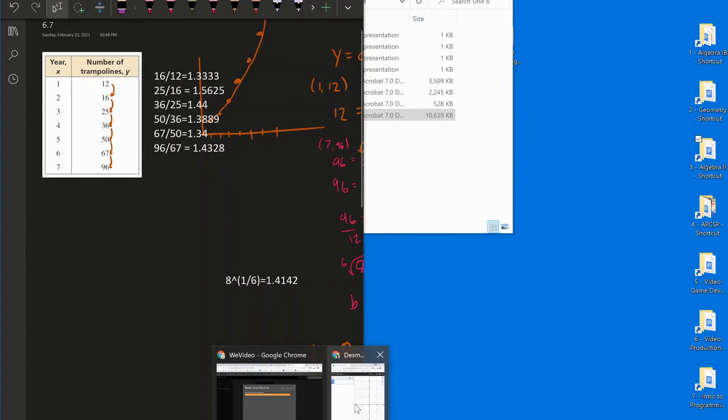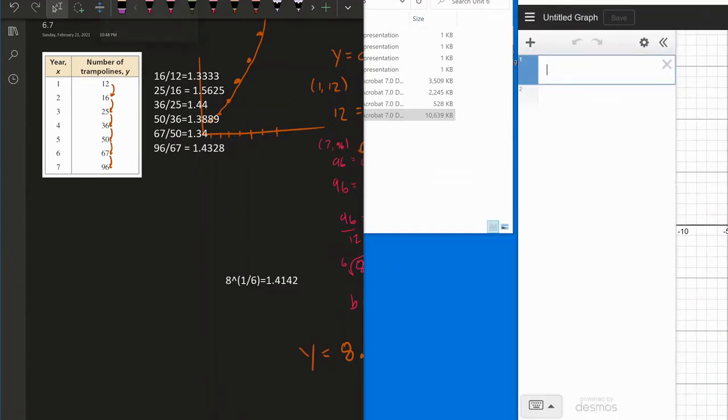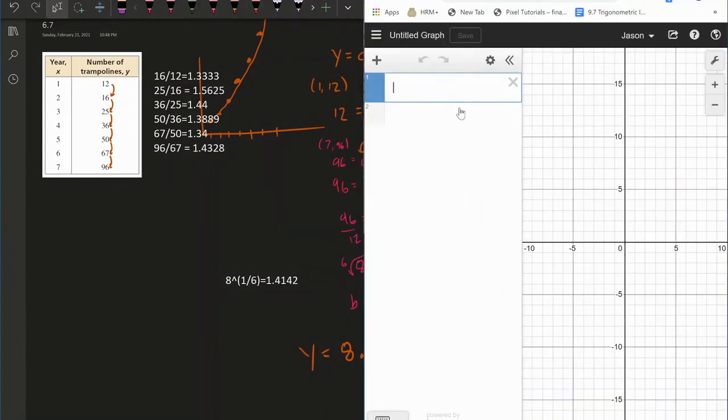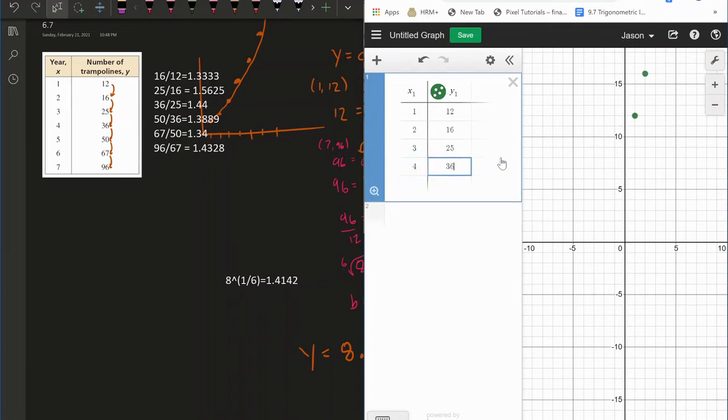So let's go over to Desmos, and what I'm going to do here is use a regression formula. So I'm going to add a table here and just say 1, 12, 2, 16, 3, 25, 4, 36, 5, 50, 6, 67, and 7, 96.